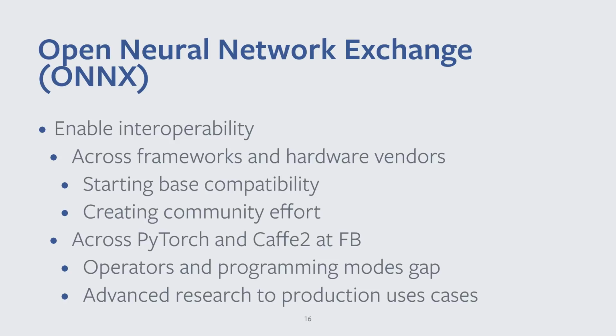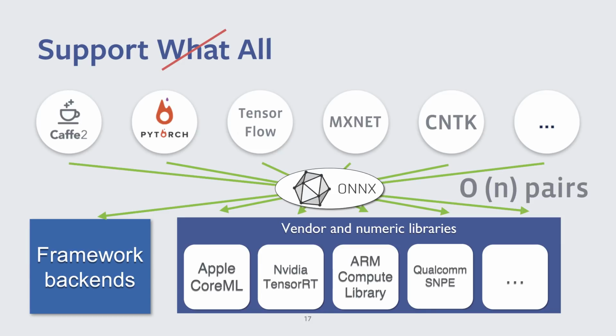The goal is to enable interoperability. From the industry-wide view, it is across frameworks and hardware vendors, and from the Facebook inside, it is across PyTorch and Caffe2. So now with ONNX, you don't need to worry about what to support. You can support them all with this bridge of ONNX. You support ONNX, and then ONNX will have model conversions from one framework to another. You can train on one framework, port it to ONNX, convert it to another framework, and deploy, which is very easy. So instead of n square pairs, you only need to worry about n pairs.